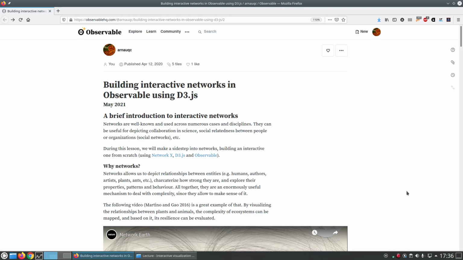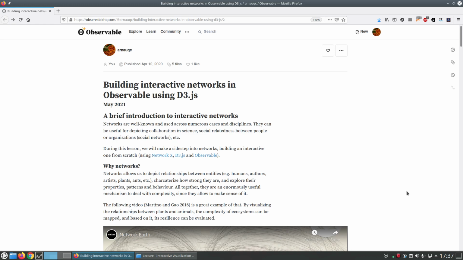Okay, so welcome all to this session about building interactive networks in Observable using D3.js. In this session, we will be talking about how to build interactive networks using some data that we will collect from the internet.